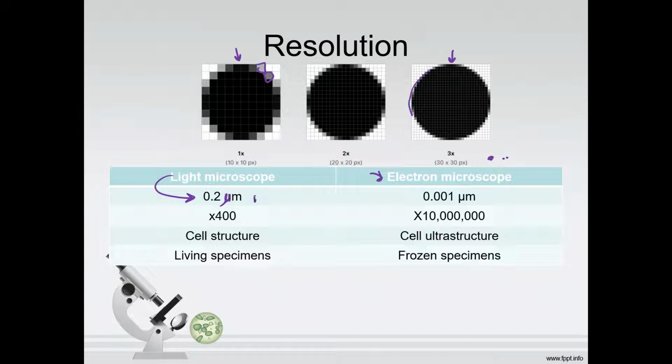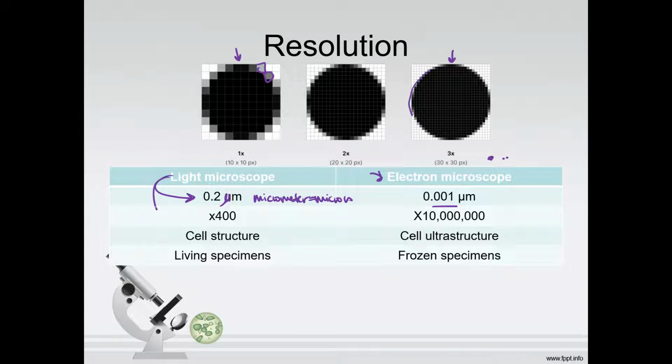That's micrometer, sometimes referred to as a micron. It's our shortcut for micrometer. But in our electron microscopes, we can differentiate between 2 points that are 0.001 micrometers away from each other.